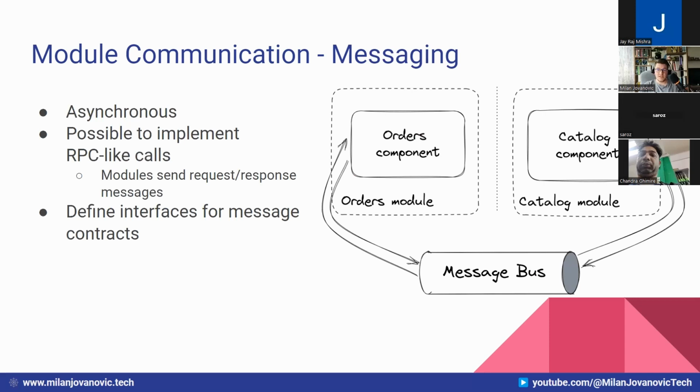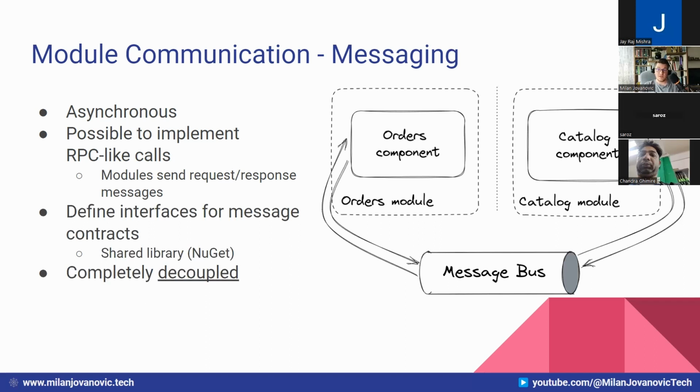So the idea is that you define interfaces that are going to represent your message contracts. And these are the messages that your modules are allowed to send between each other to share data, trigger actions, and so on. How you can share them is either a shared library, or you can use NuGet packages to distribute the libraries containing the contracts for your messages.